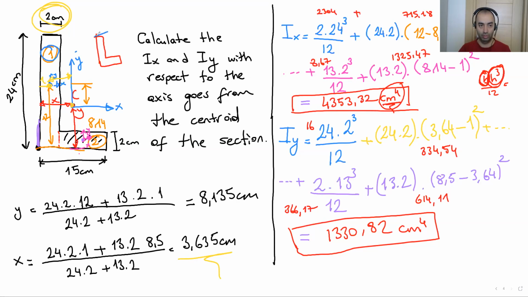For example, you can complete it to a total rectangle. This is your shape. This is the missing part, and calculate the total rectangle's moment of inertia and remove this part. It's possible. It's another solution. But at the end of the day, you are going to get the same solutions. The method is different and the solution is the same.